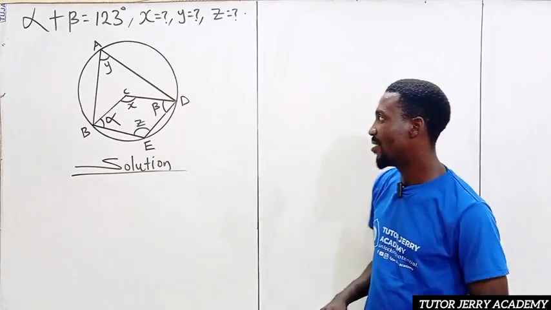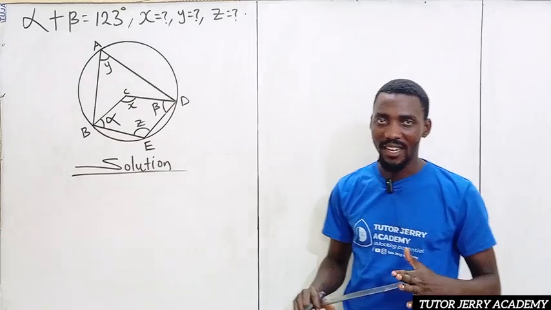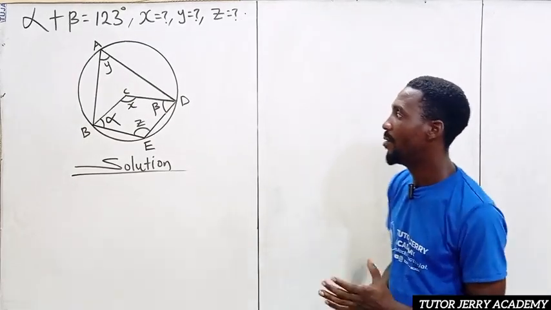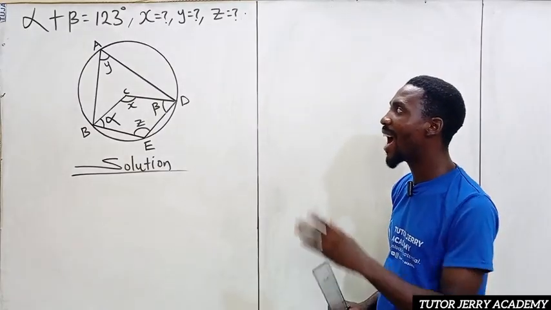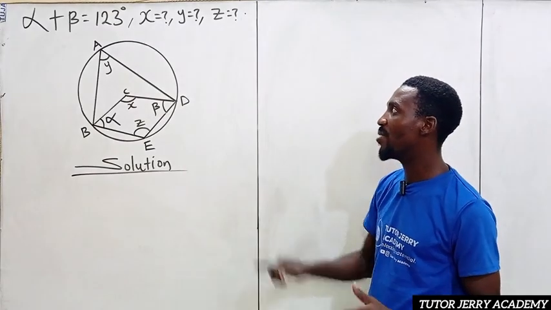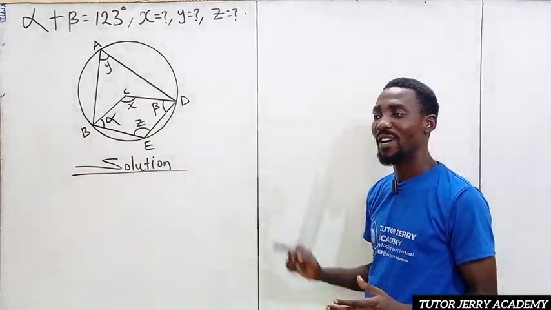All right. You can see the given diagram. Please, this diagram is not drawn to scale. Now, if you look at this diagram, we are given alpha plus beta to be 123. So we are asked to find the value of x, the value of y, and the value of z.